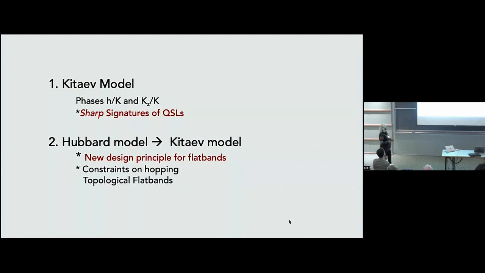And then in the second part, I'm still going to think about the Kitaev model, but come toward an underlying Hubbard model, from which in strong coupling you get a Kitaev model. But then we can ask what are the constraints on the underlying Hubbard model, and that has led us to actually discover a new design principle for getting flat bands. So we've heard a lot about flat bands, and I want to add one more design principle which is different from what we have heard, and I hope this will motivate more material design and so on. Okay, so let's start out.